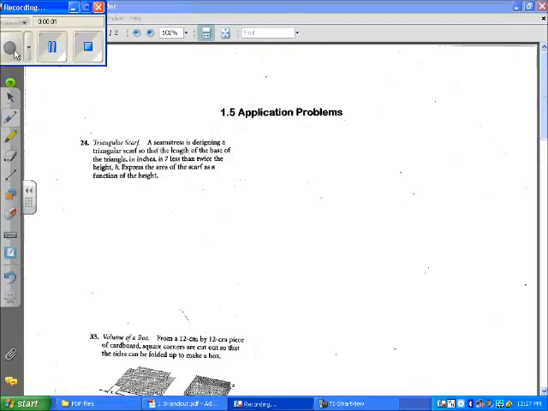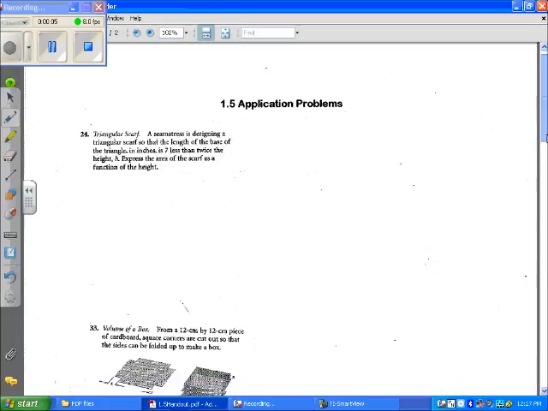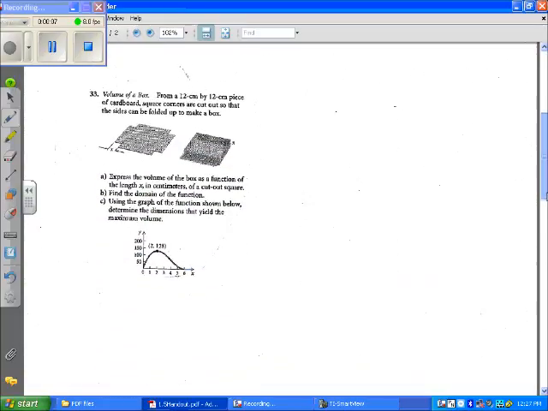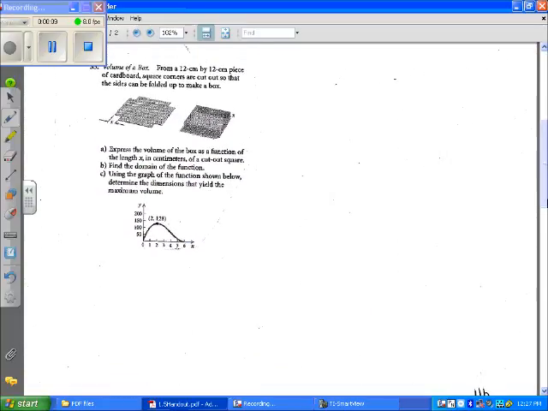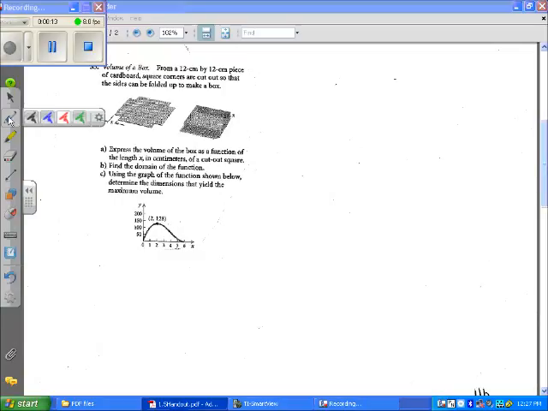We're going to continue with 1.5 application problems. We're going to do the last part of number 33, part C. Part C says, use the graph of the function below to determine the dimensions that yield the maximum volume. We'll also mention something about the graphing calculator as well.